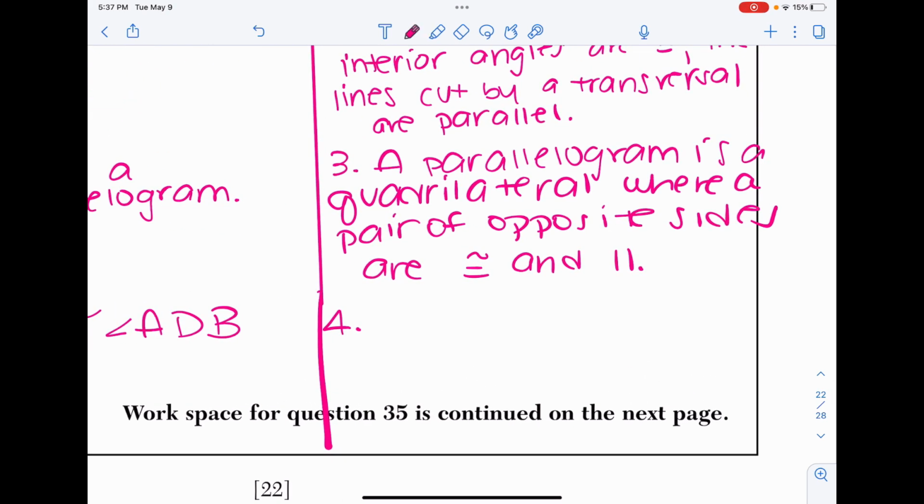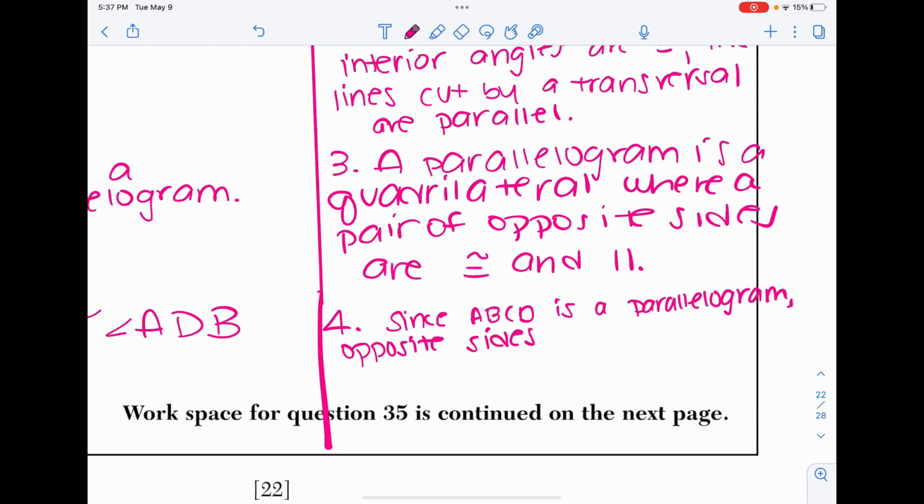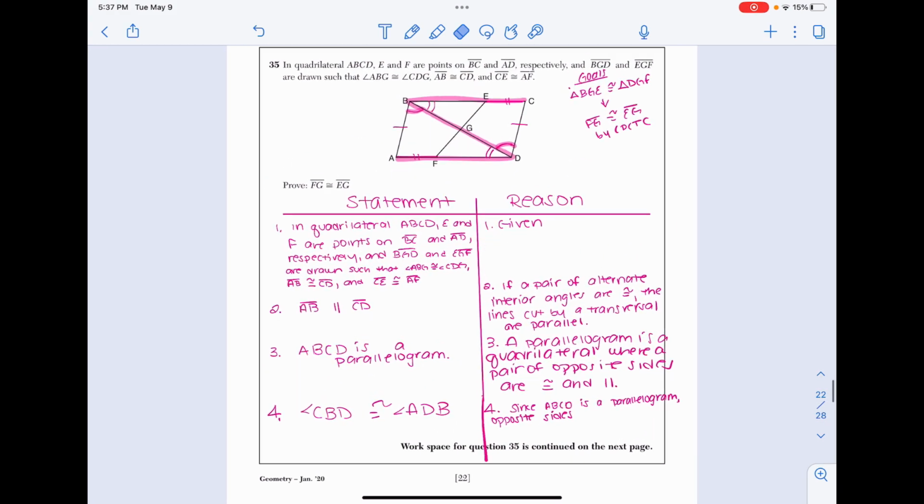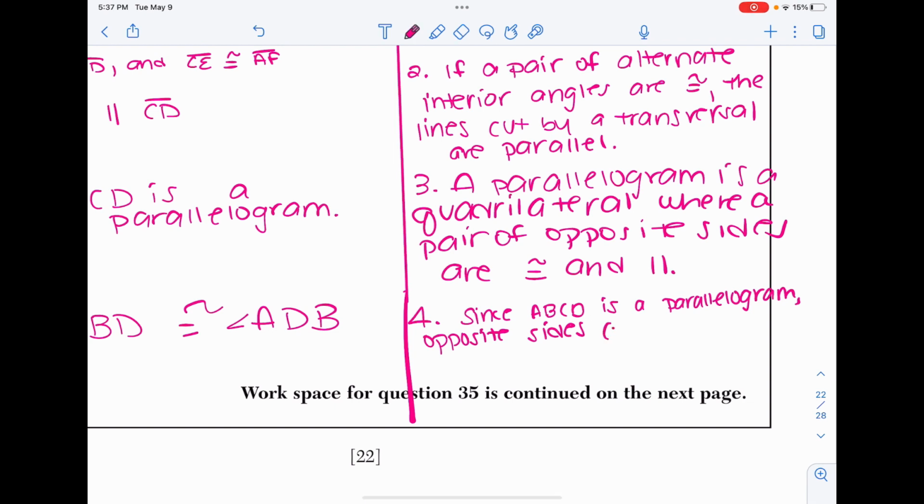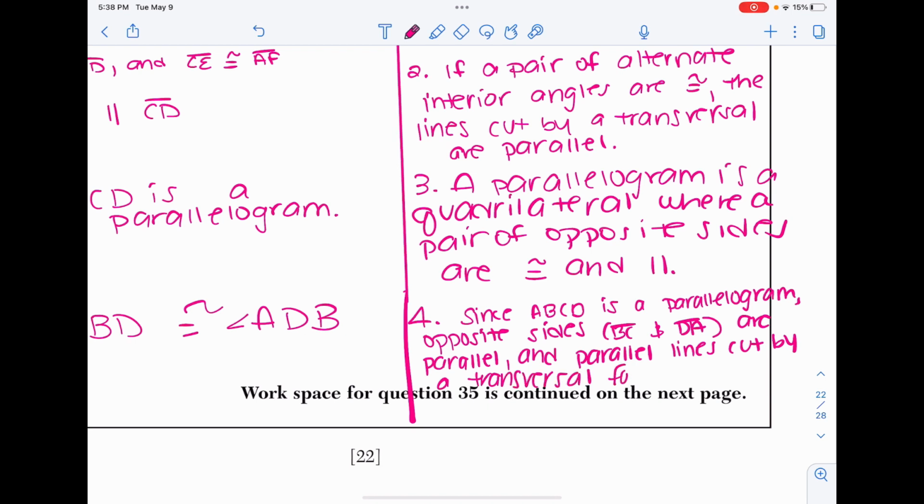I'm going to say, since ABCD is a parallelogram, opposite sides, and I'll even write which opposite sides I'm referring to, so I'm going to say BC and DA are parallel, and parallel lines cut by a transversal form congruent alternate interior angles.